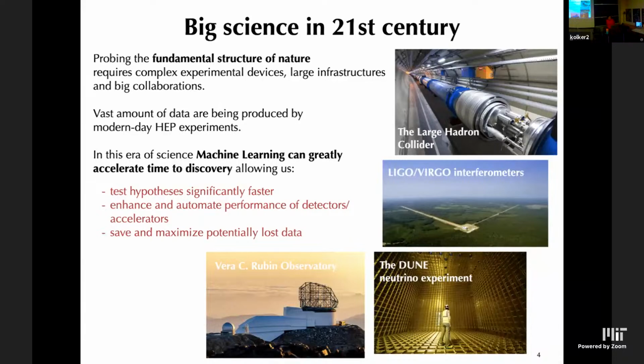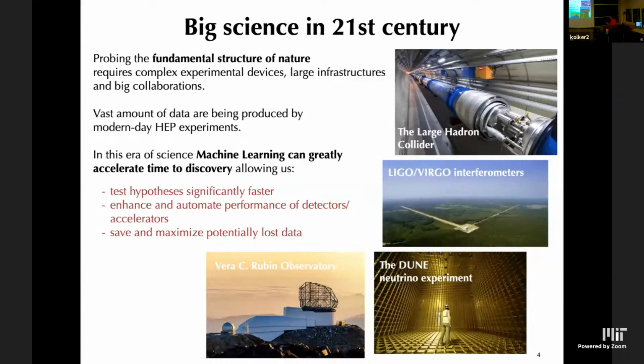So probing the fundamental structure of nature requires complex experimental devices, large infrastructures, and big collaborations, because we want to answer these fundamental questions. While scaling up the experimental systems, data also scale up, and now we're collecting vast amounts of data which we need to analyze. So in this era of science, machine learning can greatly accelerate time to discovery, allowing us to test hypotheses significantly faster, enhance and automate performance and operation of detectors and accelerators, and eventually also save and maximize potentially lost data. I'm mostly working on the Large Hadron Collider, where we have the biggest challenges in terms of big data.